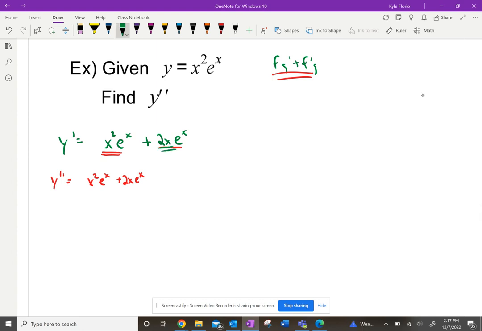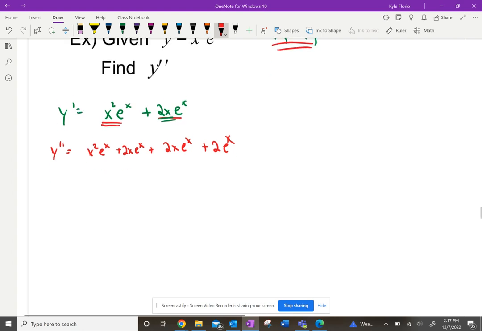It's still there. We do a product rule there. So the first function is 2x times the derivative of e to the x, which is e to the x. Plus, take the derivative of the first function, the derivative of 2x is 2, and then leave e to the x alone. And that's the second derivative.